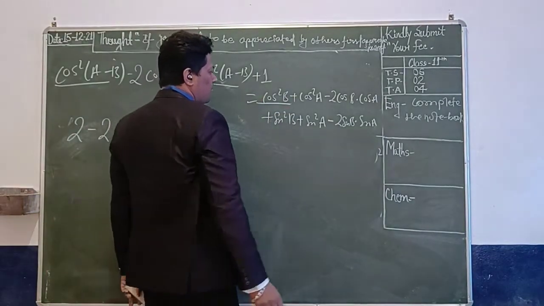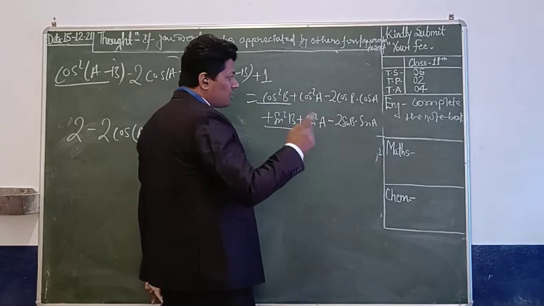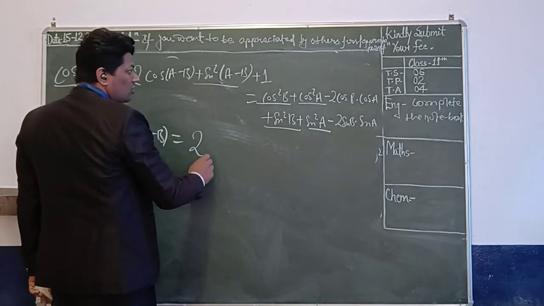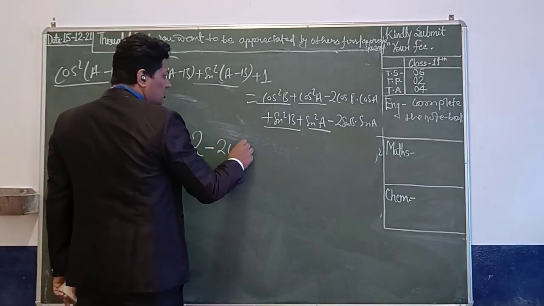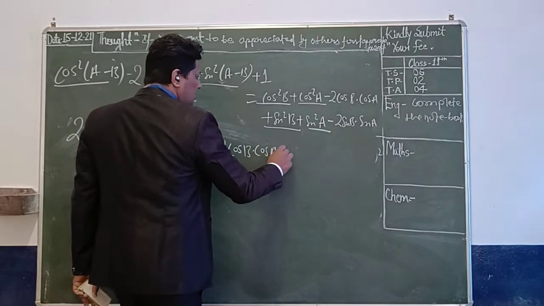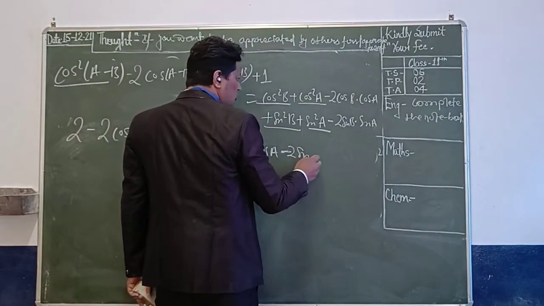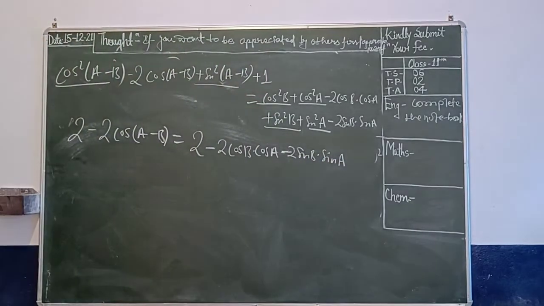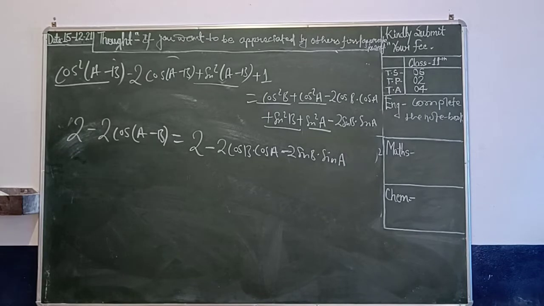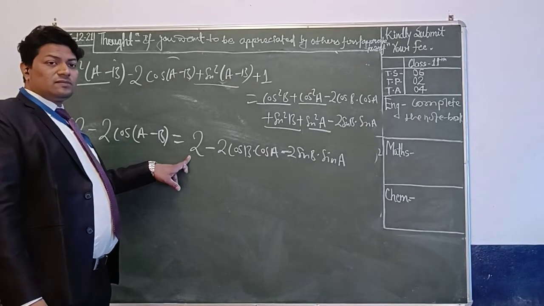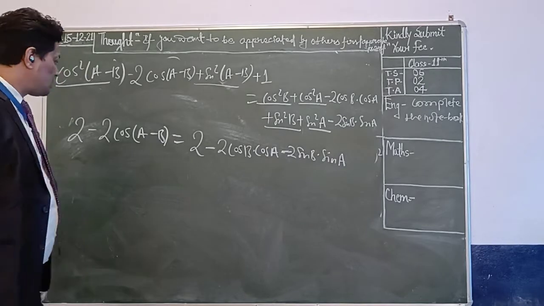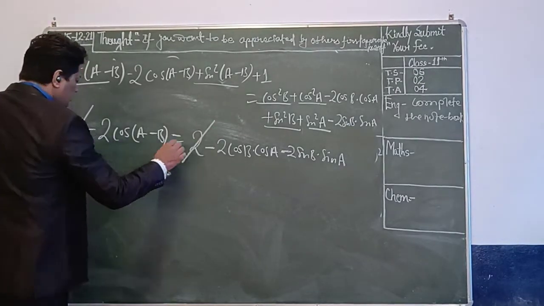On the other side, cos square B plus sin square B, and cos square A plus sin square A, 1 plus 1 is 2, minus 2 cos B into cos A minus 2 sin B into sin A. Okay, now this 2 is cancelled out with this 2, and this is cancelled out with this one.